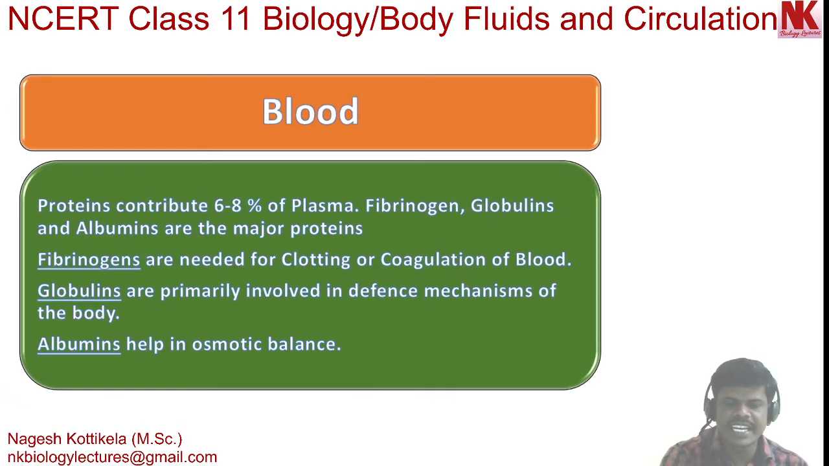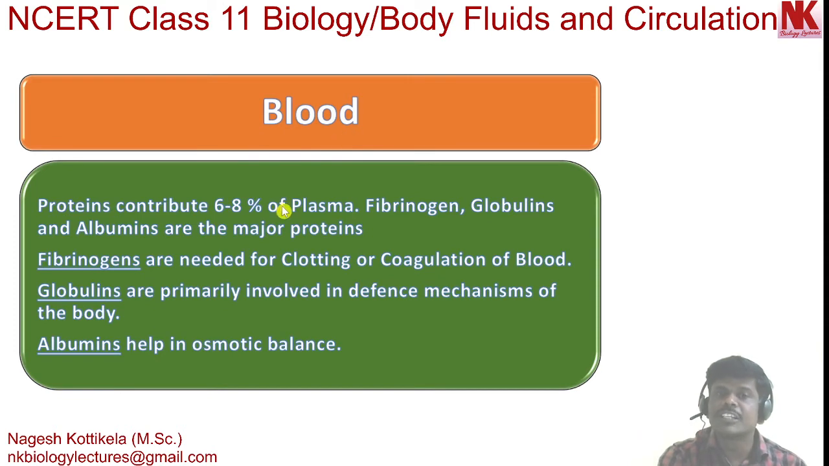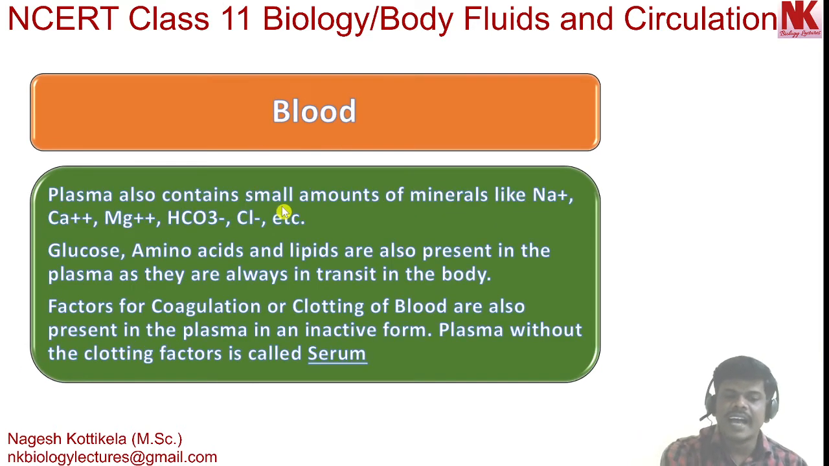I repeat once again, plasma contains 90 to 92% water, 6 to 8% proteins, and minerals like sodium, calcium, magnesium, bicarbonate, chloride, and glucose, amino acid, lipids. These nutrients are always in transit, along with the factors for clotting of blood. So these are the various components present in plasma.